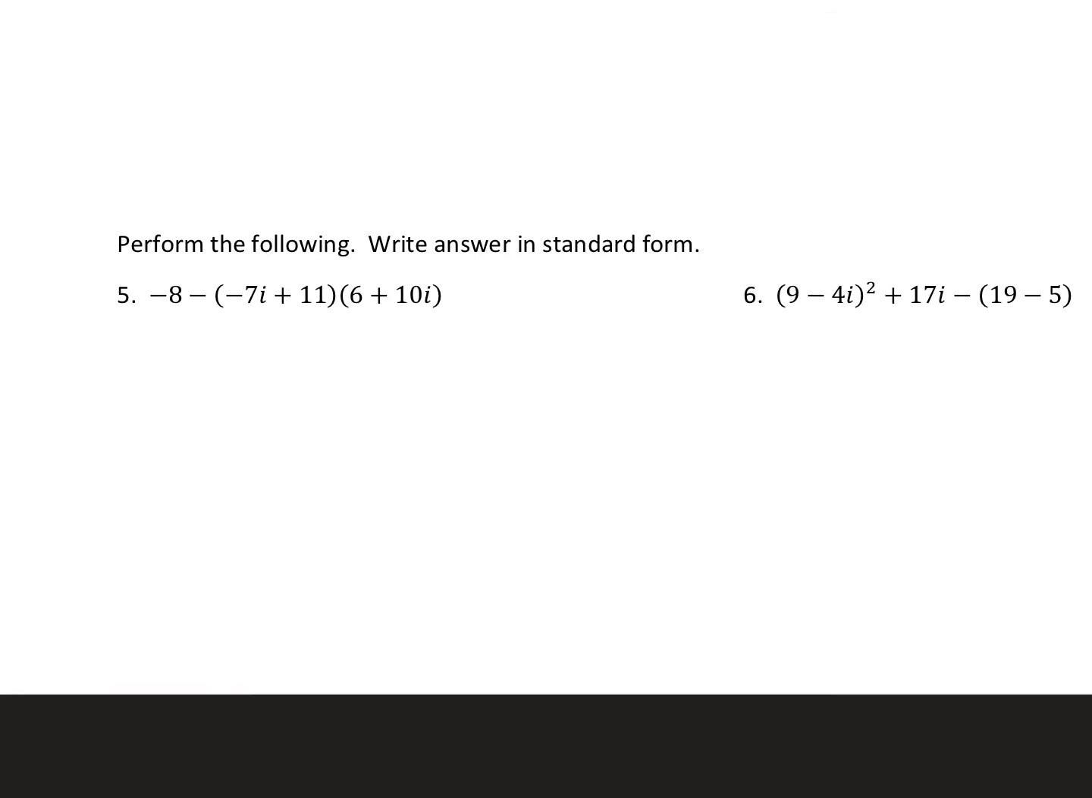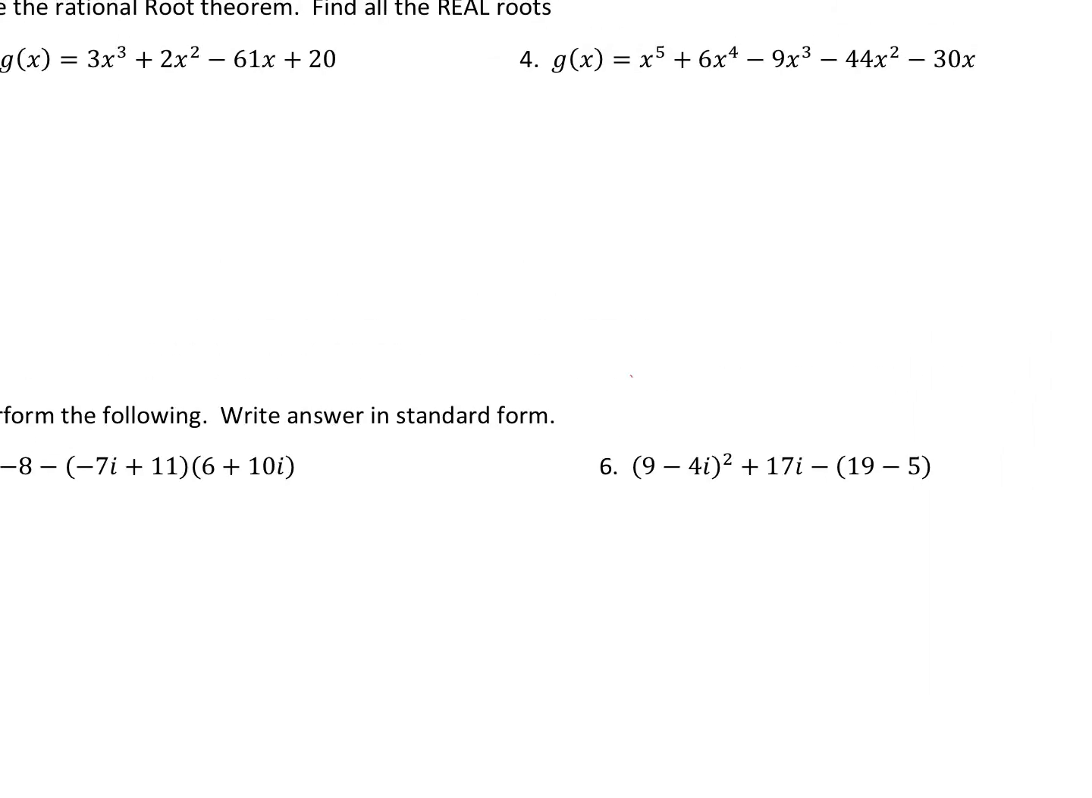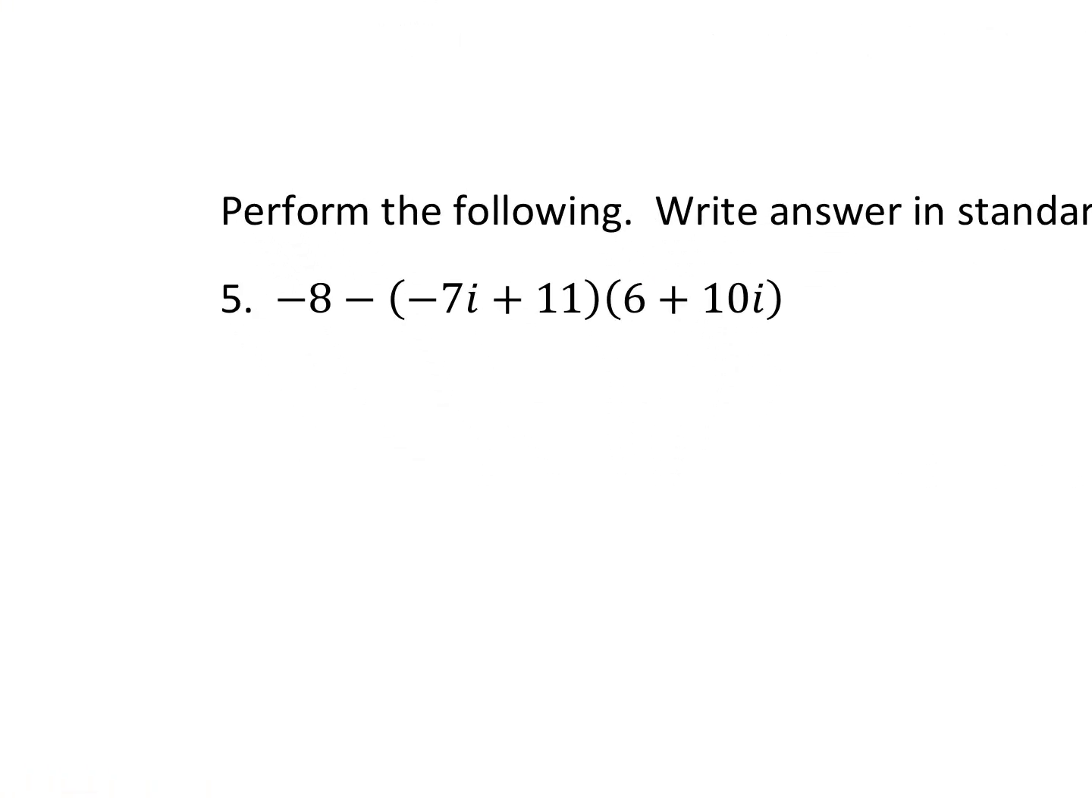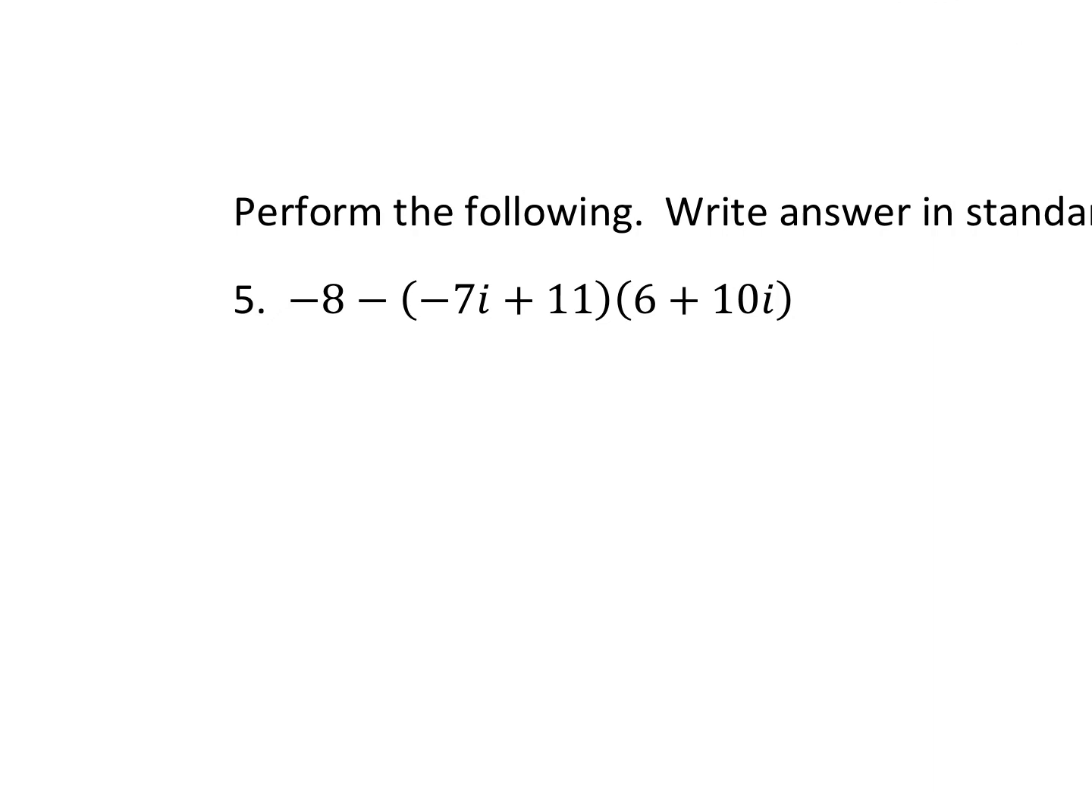All right, you're going to have to perform the indicated operation and write your answer in standard form. Answer in standard form means a plus bi, correct? All right, so real part first, imaginary part second. Guys, take your time here. There's a lot going on. Before you distribute that negative, what should you do right here? What should we do? We should FOIL it. So I have negative 8 minus.